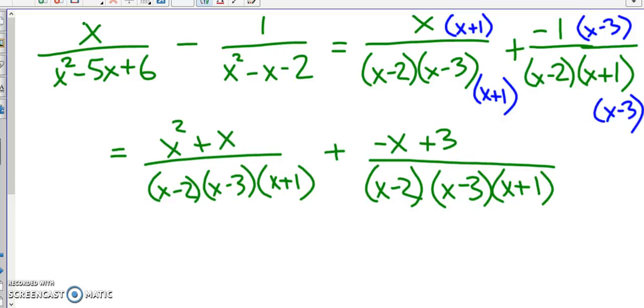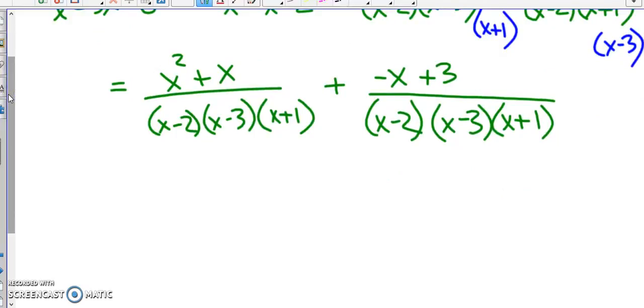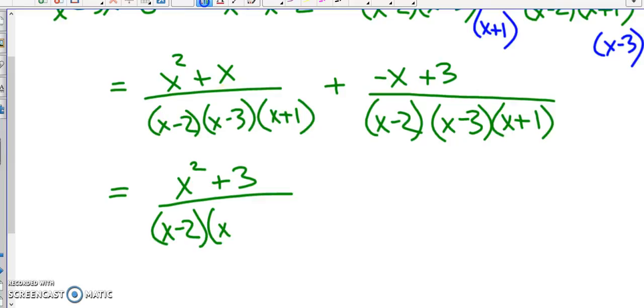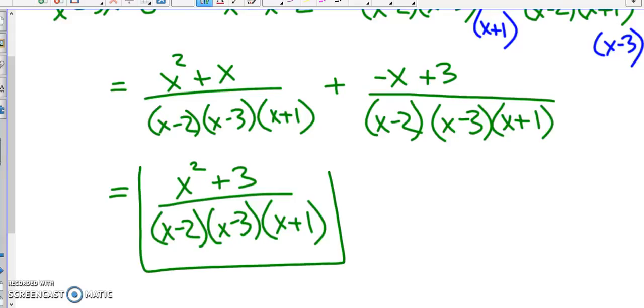Now, at this point, we're going to combine like terms in the numerator because I do have a common denominator. So x squared doesn't combine with anything, so that'll just be x squared. Now notice that this x here and this minus x here will cancel out. So I'll have x squared plus 3 over x minus 2, x minus 3, and x plus 1. Also observe that x squared plus 3 is not factorable, so I can't reduce anything. This is my answer.